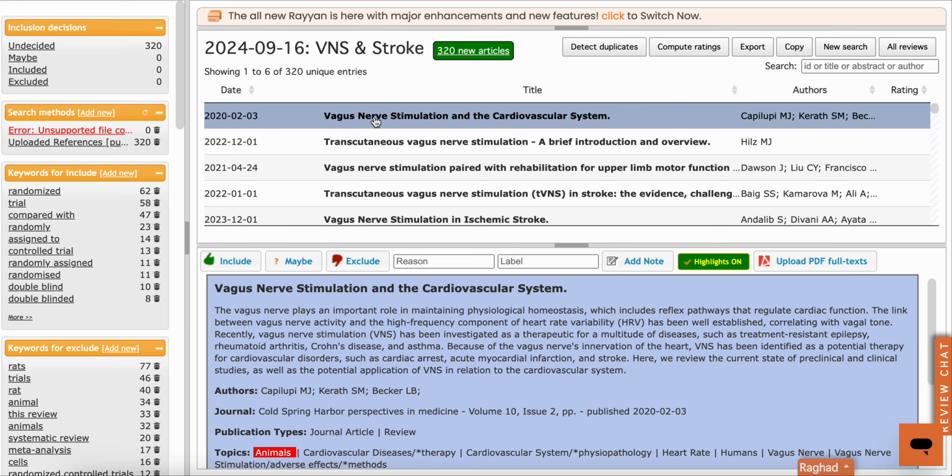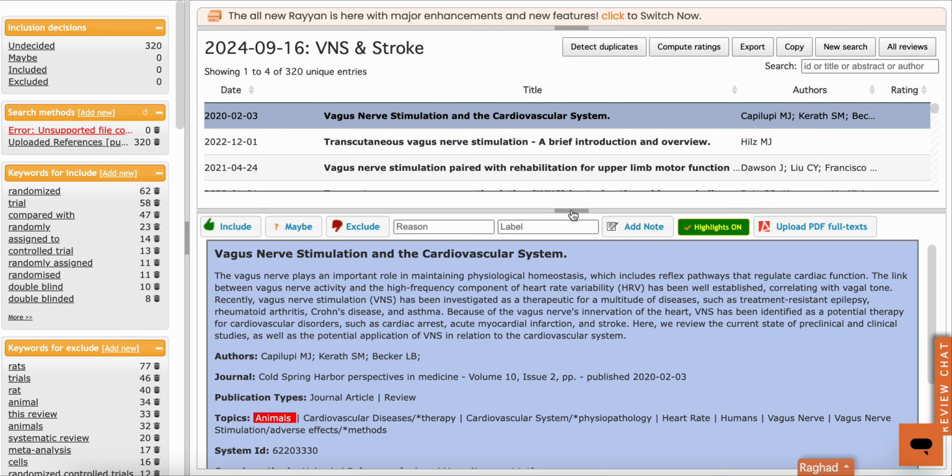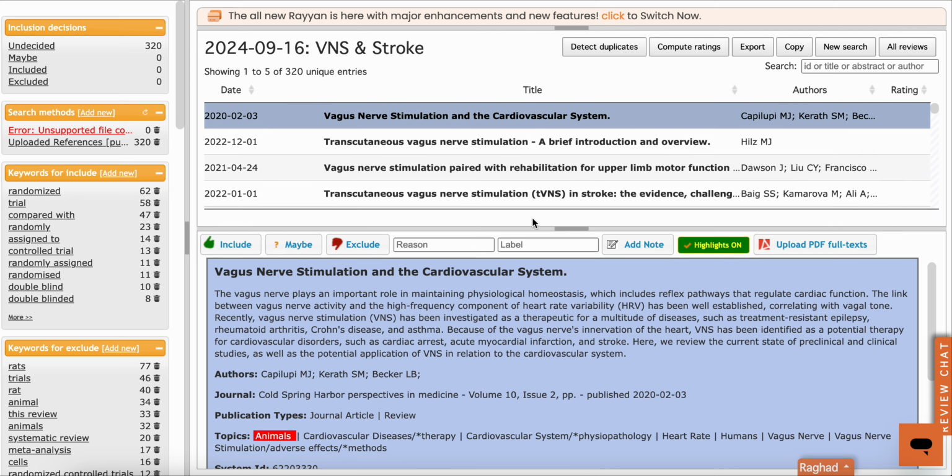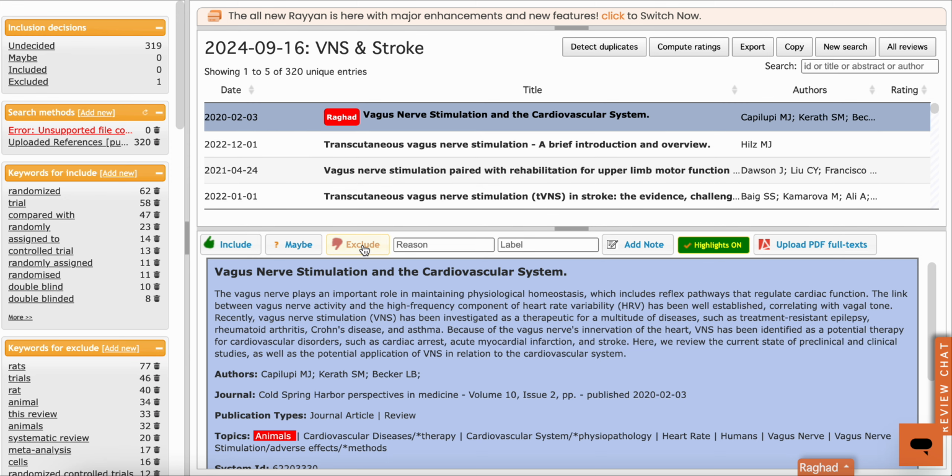This is the first: vagus nerve stimulation and cardiovascular system. As you see from the title, this is excluded. How do we screen each article? We apply our PICOS: population, intervention, comparison, outcome, and the study type. So this is excluded. We press exclude here.